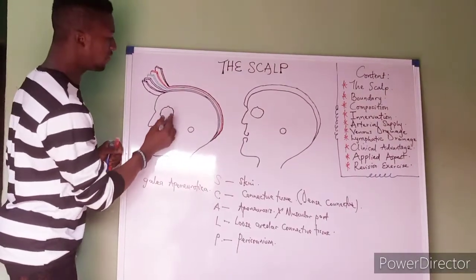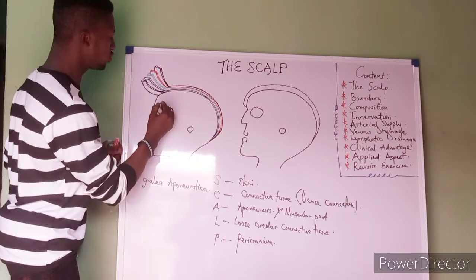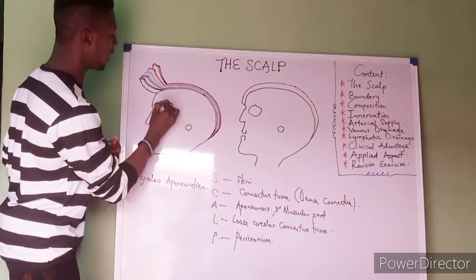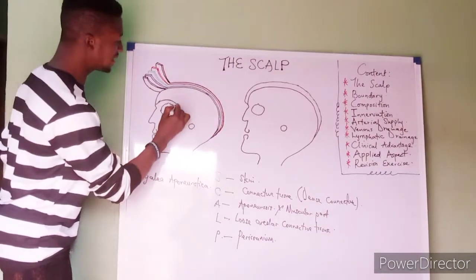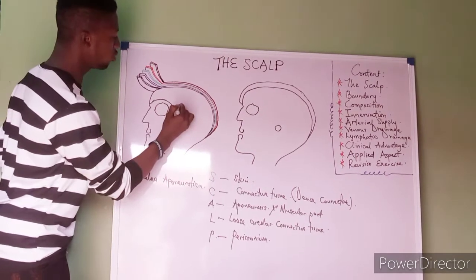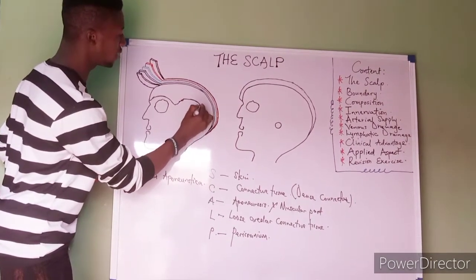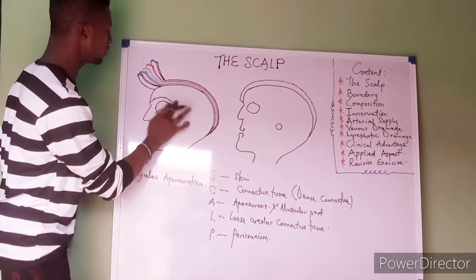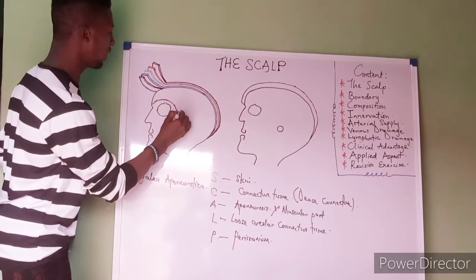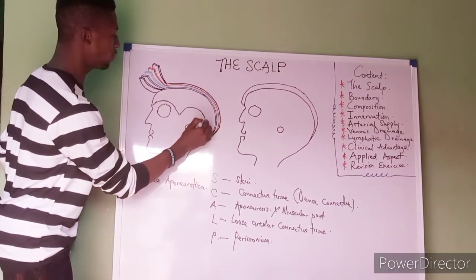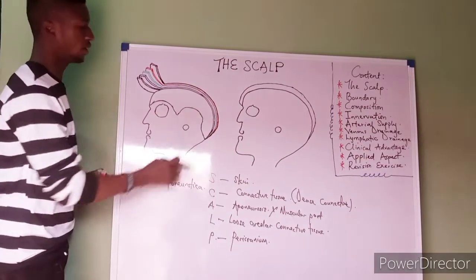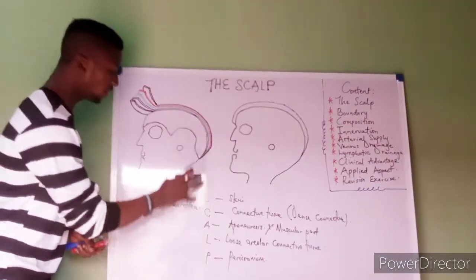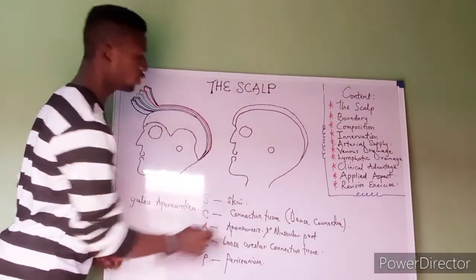Now let's see. If this is the eyebrow, here will be the supraorbital region. It extends over the superior temporal line, and it continues to the external occipital protuberance. These make up the aponeurosis.